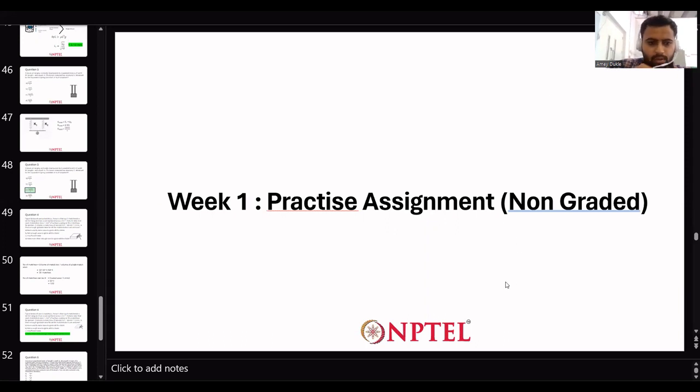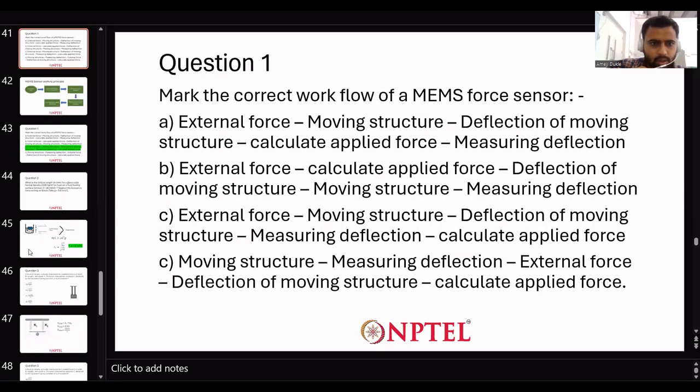Now let's continue with the week one practice assignment, which is the non-graded assignment. The first question is to mark the correct workflow for MEMS force sensor. We have just revised this. So we have to find out the correct option among these.